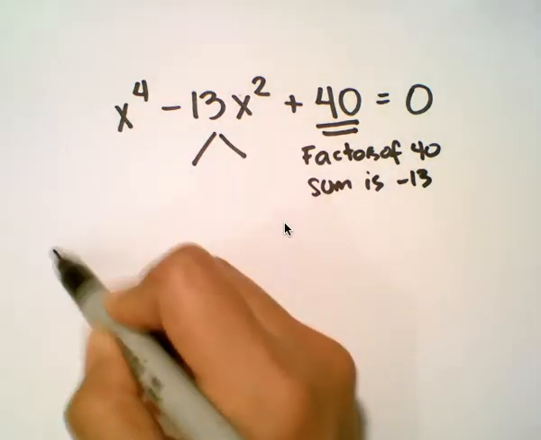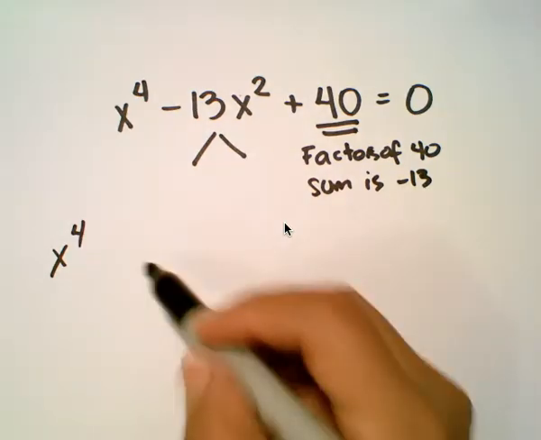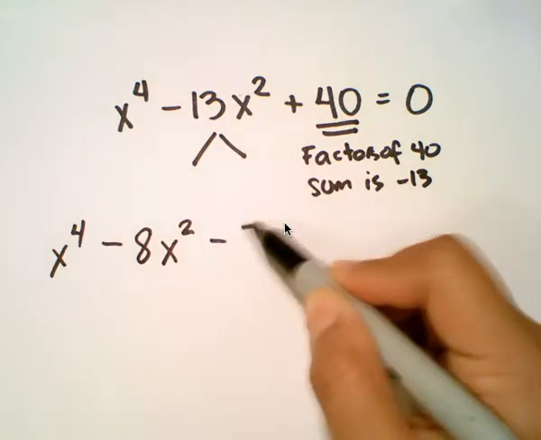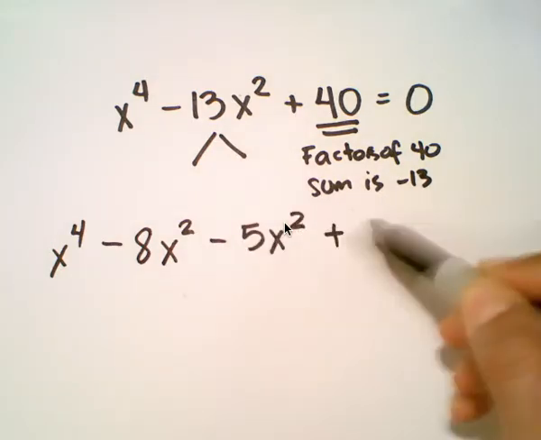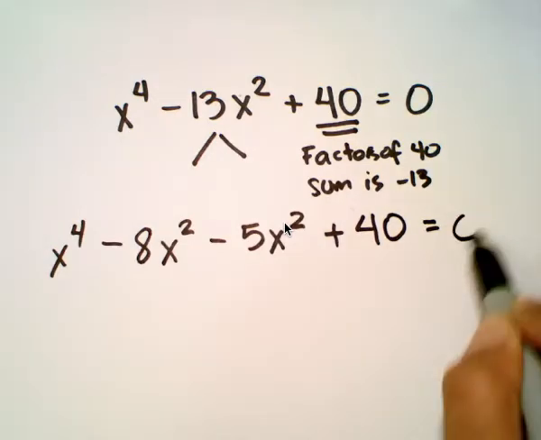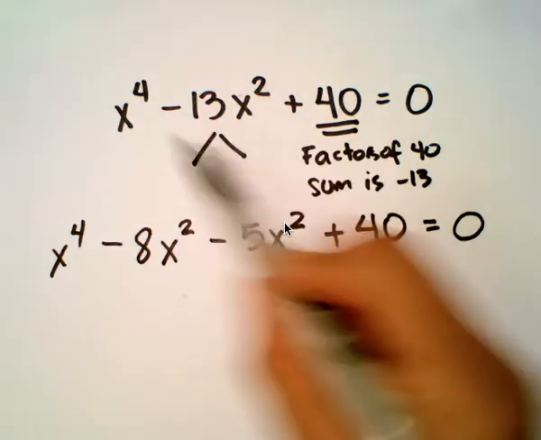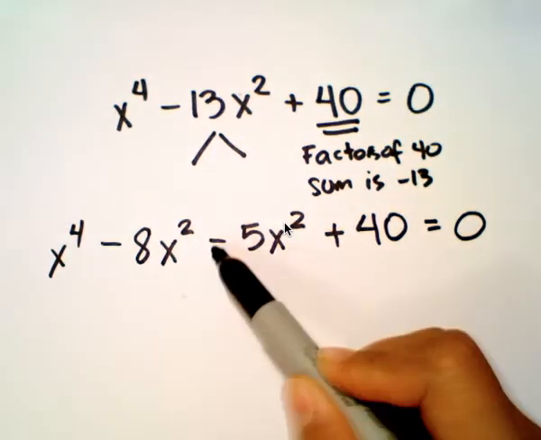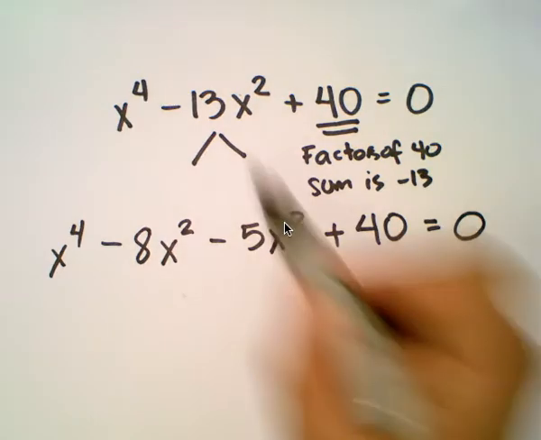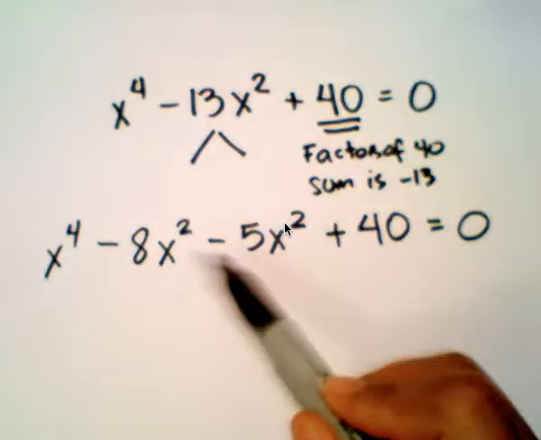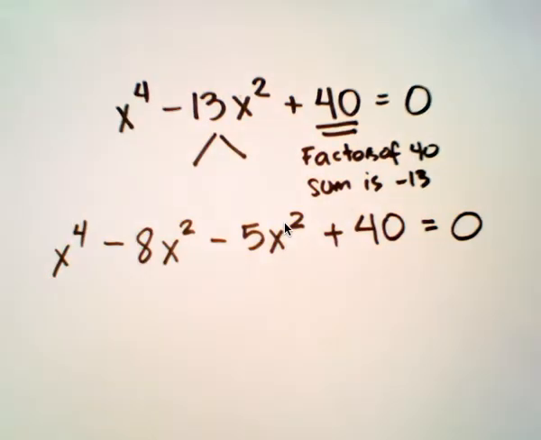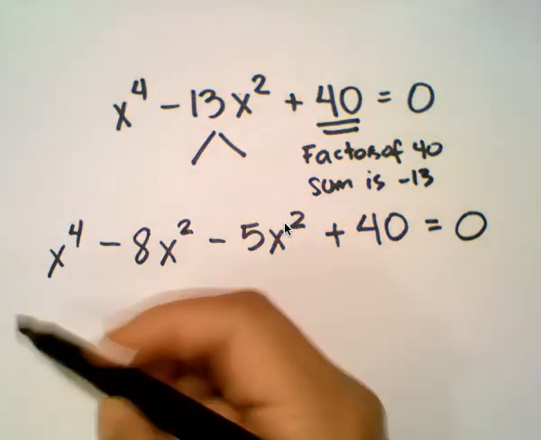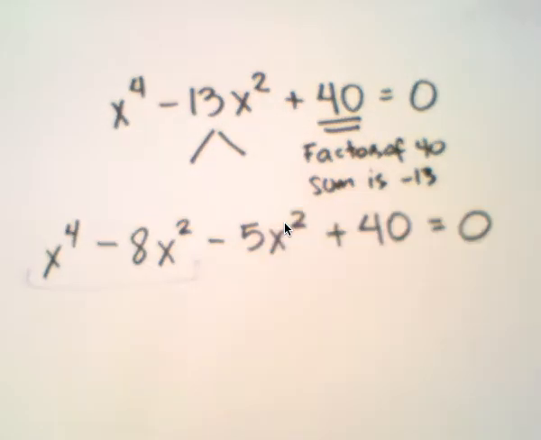So I'm going to rewrite my polynomial as x to the 4th power minus 8x squared minus 5x squared plus 40 equals 0. Again, what I did there was split this middle term into 2 terms, negative 8x squared minus 5x squared, because together they make up negative 13, and when you multiply negative 8 times negative 5, they equal positive 40.